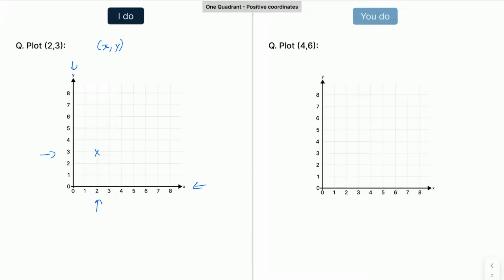Press pause and I've got the example on the right. So that is (x, y). X is 4, so we're going to go along the corridor to 4, and then we're going to go up till 6. And that is going to be right there.